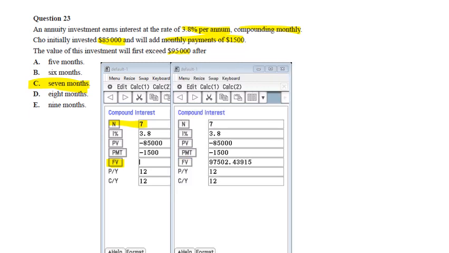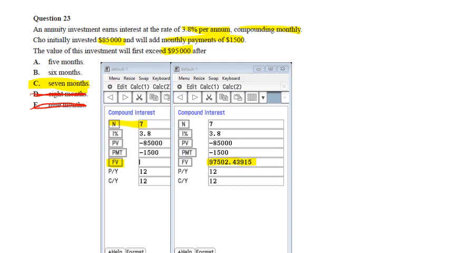So I put in 7 and I got this number out, and I found my final value was 97,502. So that is actually more than 95,000. So I can quickly then rule out 9 months and 8 months. Now, I can't rule out 7 months yet until I try 6 months. It looks like it's quite a fair bit past 95,000, 97,502. But we need to double check that.